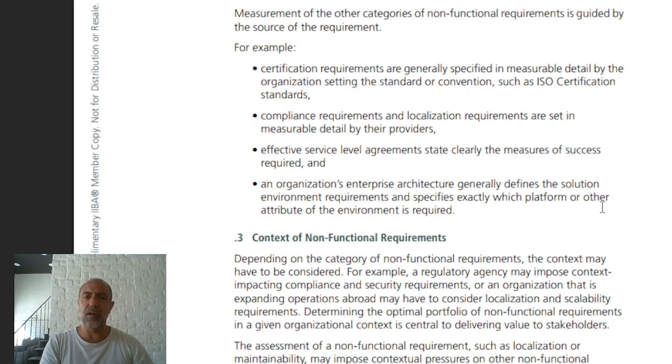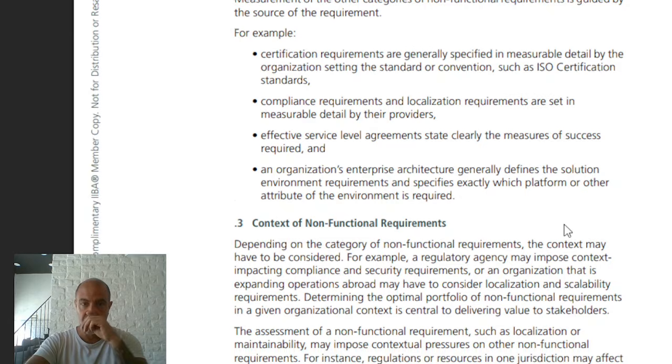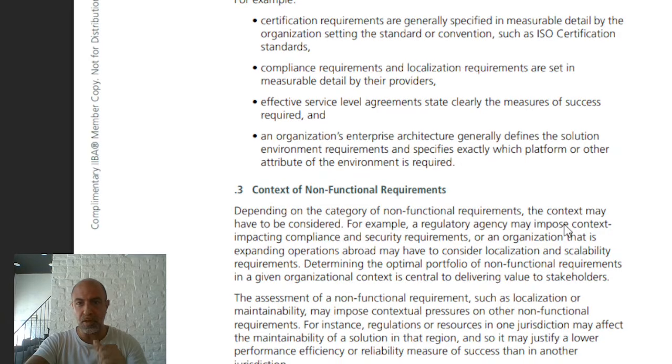They seem like very opinionated ones and biased. Like, if I want something a certain way, I have non-functional requirements of my own. An organization's enterprise architecture generally defines the solution environment requirements and specifies exactly which platform or other attribute of the environment is required.